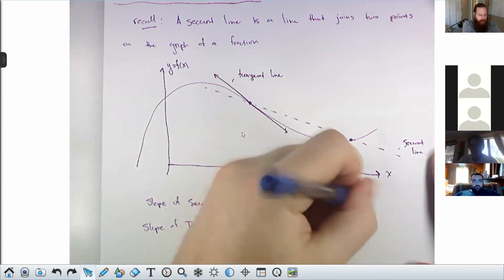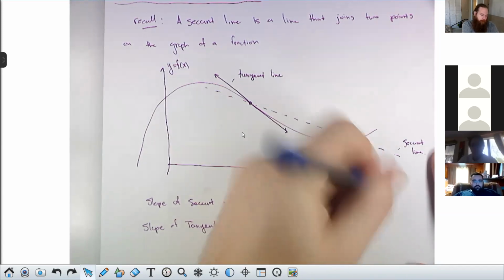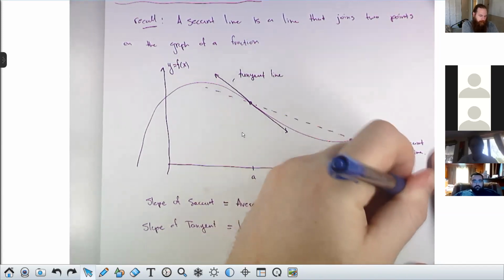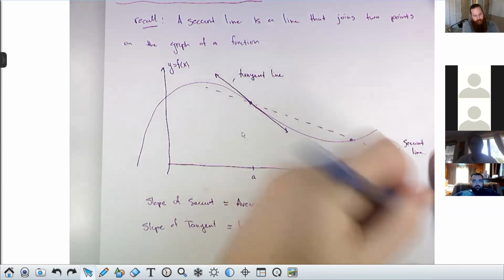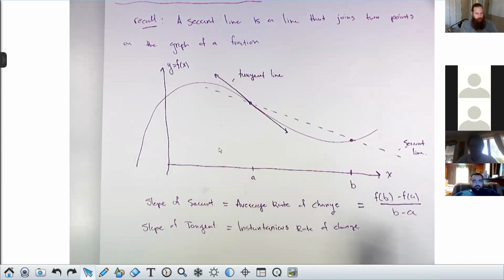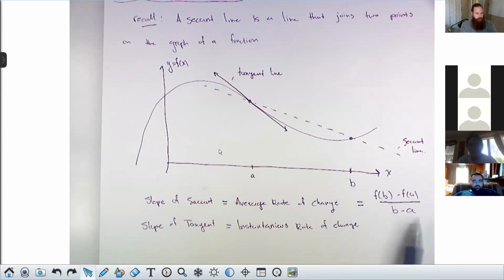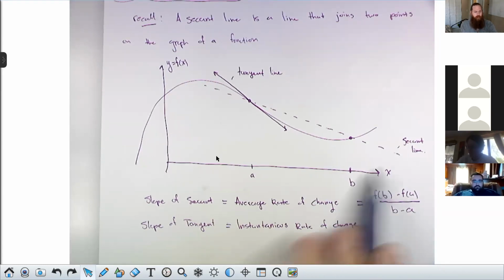The challenge here is that this average rate of change, this is f of b minus f of a, the y2 minus y1, over b minus a, x2 minus x1. If you send b to a, if you plug in a for b in this formula, if you try to plug in the same number for a and b, then the bottom is 0, and the top is also 0.